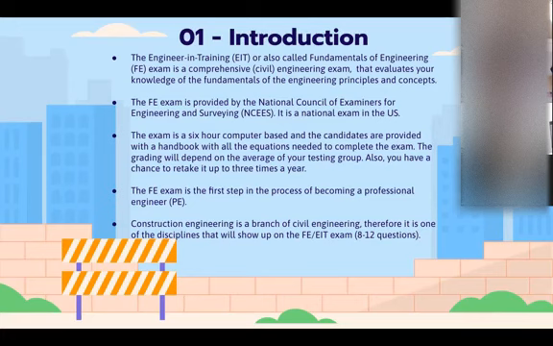The exam is 6 hours, computer-based, and the candidates are provided with a handbook with all the equations needed to complete the exam. The grading will depend on the average of the testing group. Also, you get a chance to retake it 3 times a year in case you don't pass it. The FE exam is the first step in the process of becoming a professional engineer, or PE. Construction engineering is a branch of civil engineering, therefore, it is one of the disciplines that will show up on the EIT or FE exam, and there will be 8 to 12 questions about construction engineering.